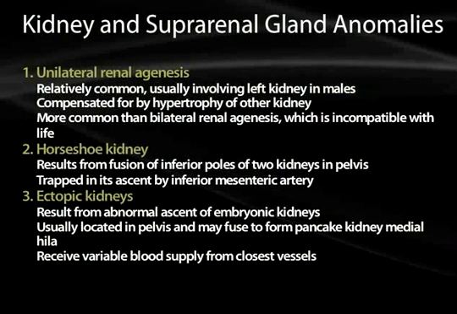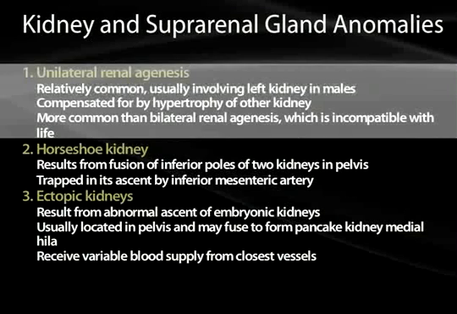Here are a few more developmental problems associated with the kidneys and the adrenal glands. If you have one kidney that's not induced, you'll have unilateral renal agenesis, and that's often associated with oligohydramnios. Although the other kidney can sometimes compensate, and this won't be picked up until later in life.